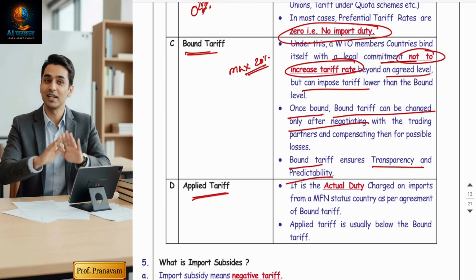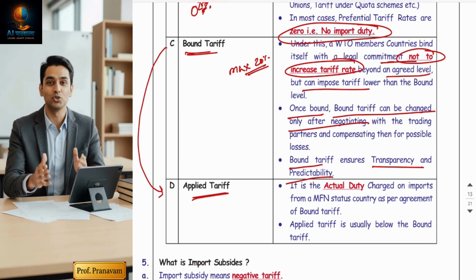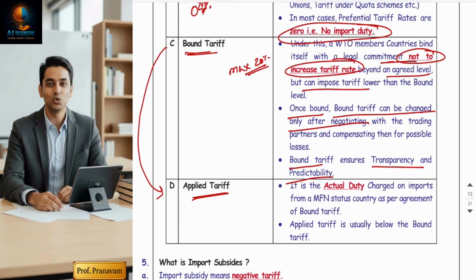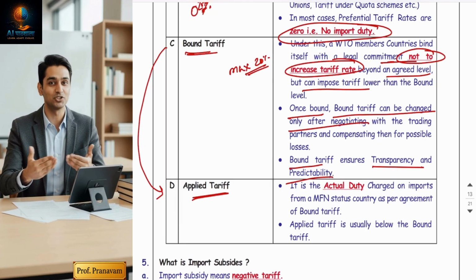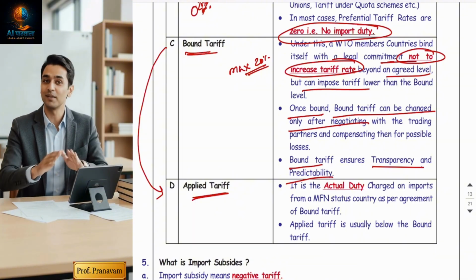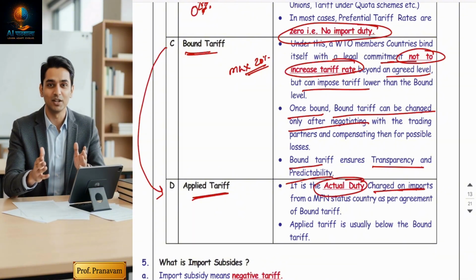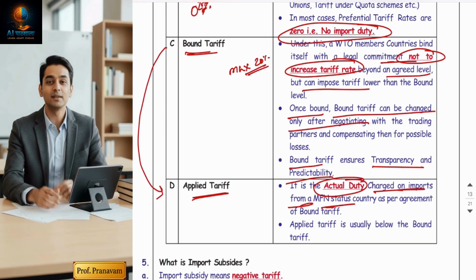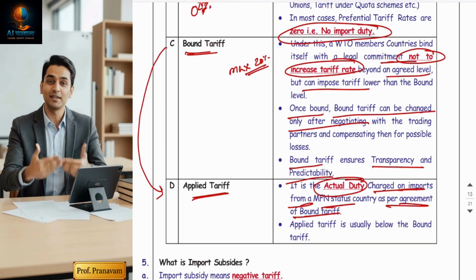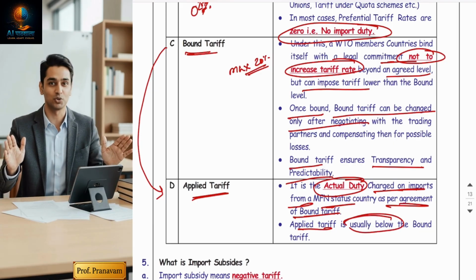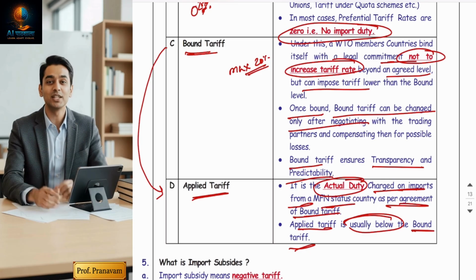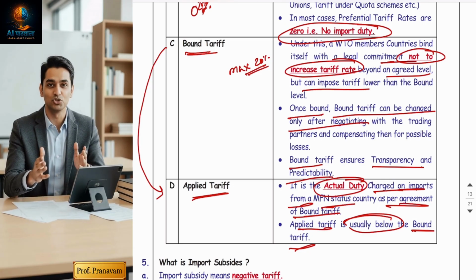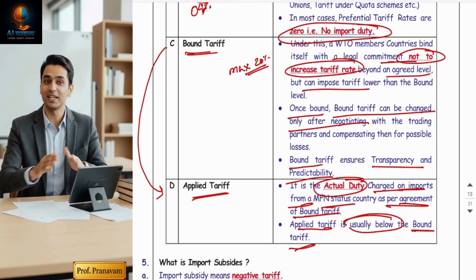Next is applied tariff. Applied tariff is derived from bound tariff. Bound tariff is a tariff agreed between two countries, but it is not actually charged, and it is the maximum. Applied tariff is the actual duty charged on imports from an MFN status country as per the bound tariff agreement. Of course, applied tariff will always be lower than the bound tariff because bound tariff is the maximum. So applied tariff means actually charged, and bound tariff means what we have agreed.